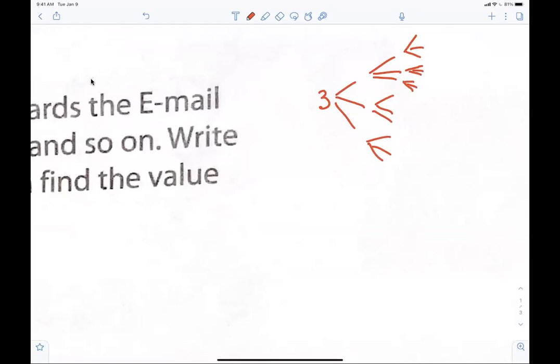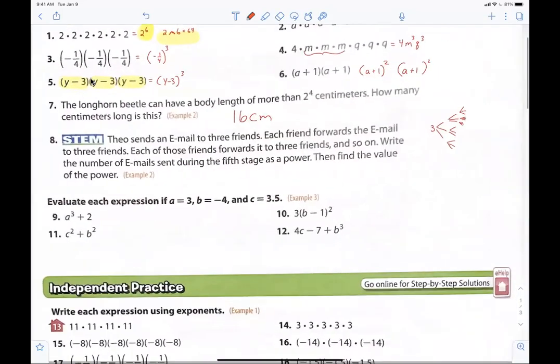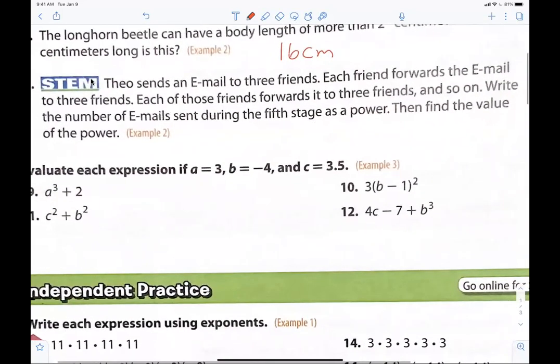Yes, exactly. Each person is sending out 3 more emails. That represents 3 to the 5th power. Which is 27? No, it's not. 3 to the 5th. Max, I want you to do 3 to the 5th on your calculator. 243. I agree with you. 243, and of course we would say 243 emails.